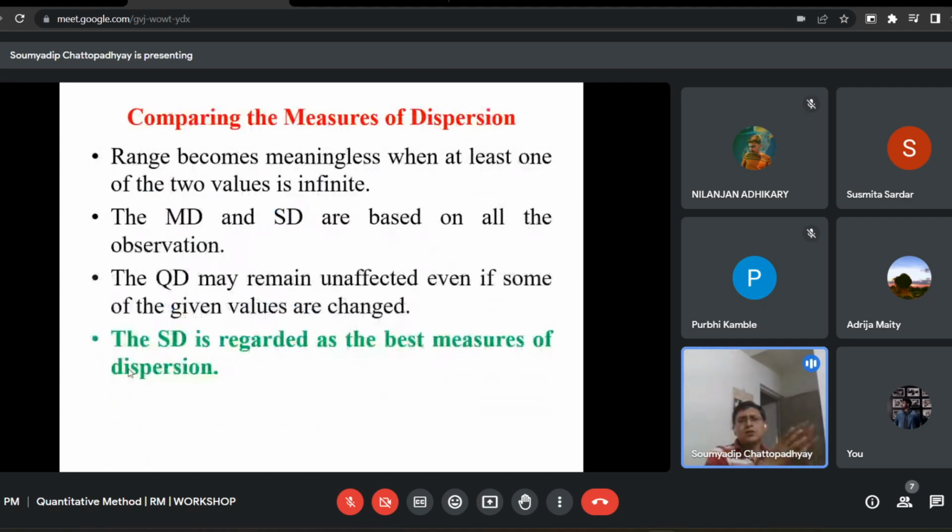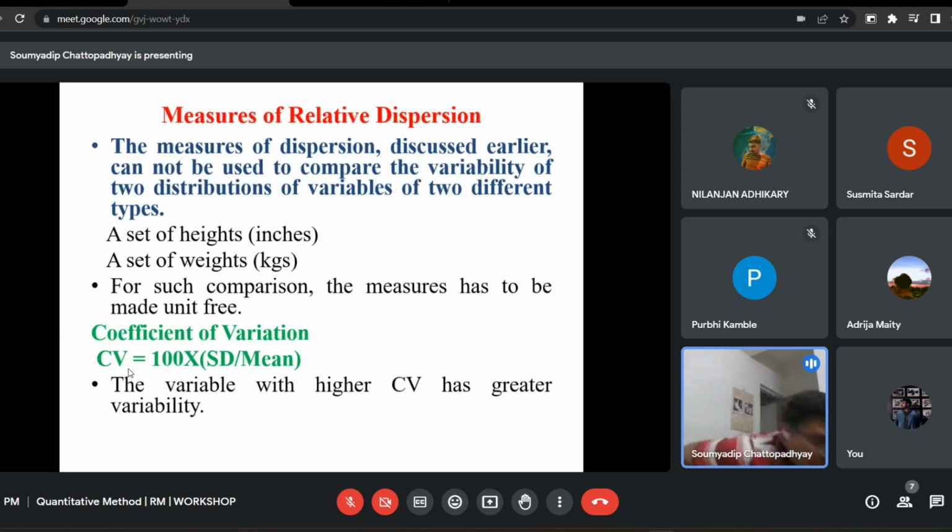If you consider these different measures of dispersion, then depending on certain criteria, you can say that the standard deviation is regarded as the best measure of dispersion. Now, apart from this, there is another very interesting measure which, as researchers, we generally need: the measures of relative dispersion.